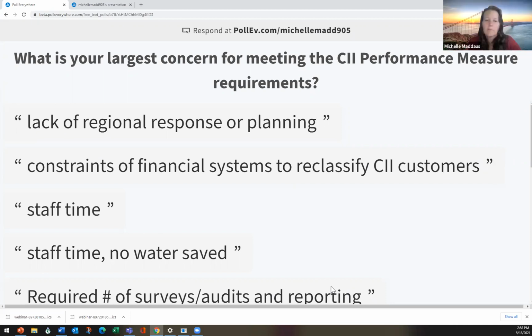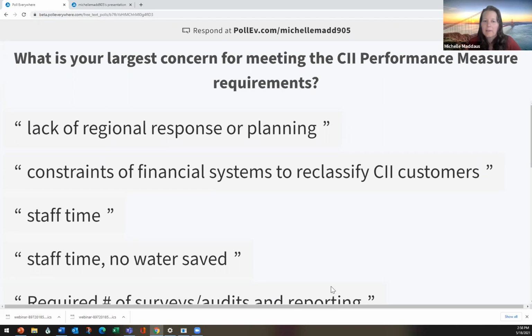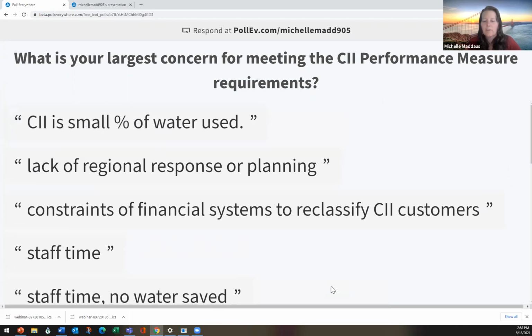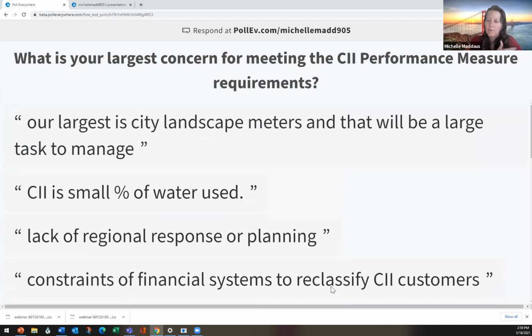And thank you for everyone's feedback. The lack of regional response and planning, constraints of financial systems, and having to reclassify the CII customers. Yeah, a lot of people still don't know. That's another part of the CII BMPs, like where are my hotels? Where are my restaurants? I just have one general category. So that is a challenge. CII is a small percent of water used. Our larger city use is landscape meters, and that will be a large task to manage. So these are all valid concerns, and we appreciate the dialogue.